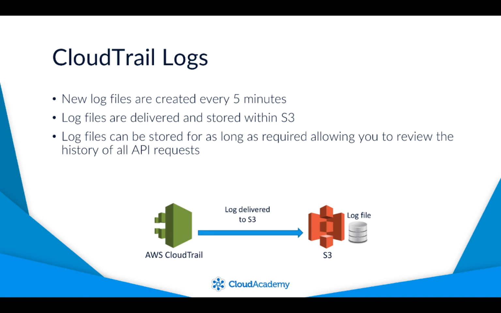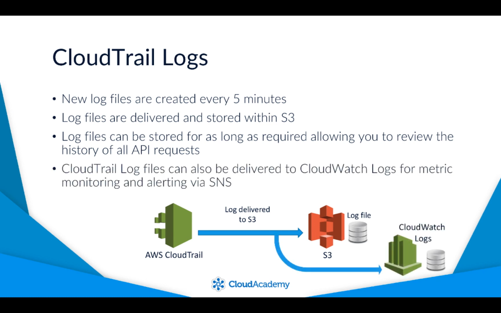There is also an option to have these logs delivered to a CloudWatch logs log file as well. Having this association with CloudWatch enables custom metrics to be configured to monitor specific API requests. Thresholds can be set against these metrics, and when crossed, the Simple Notification Service, SNS, can be triggered to notify your security teams to investigate.